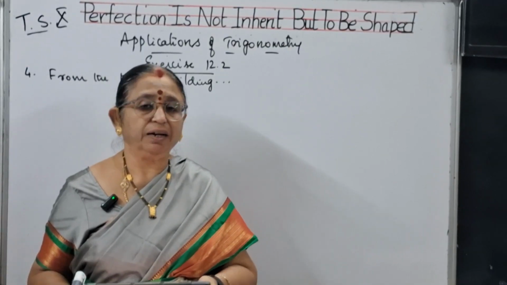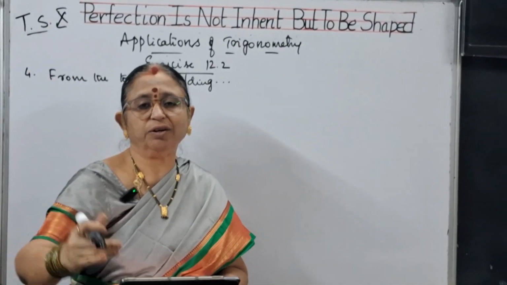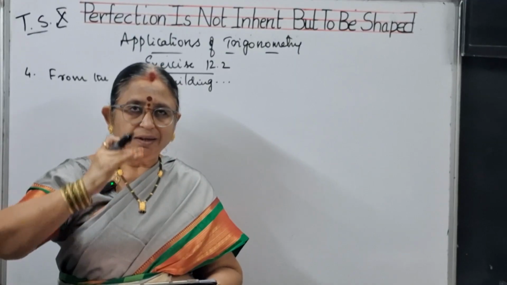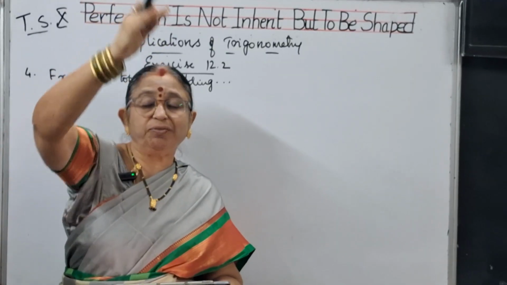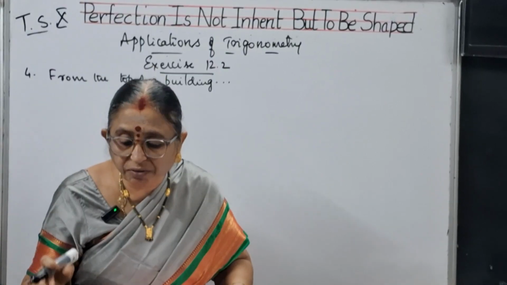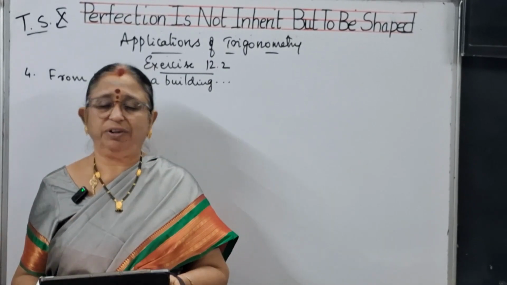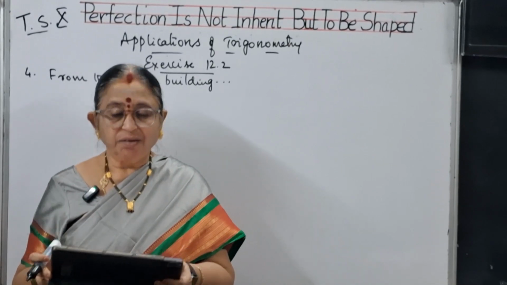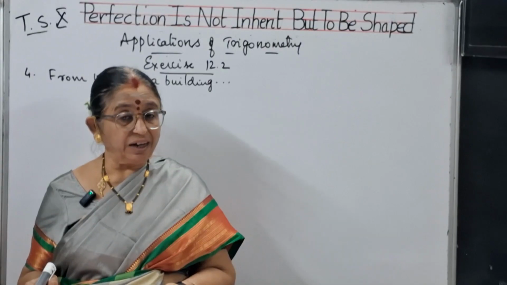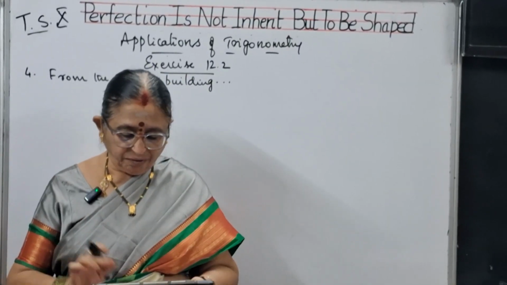A person is standing upon a building and a tall tower is there in front of him. So from the top of that building, he is observing the top of the tower with an angle of elevation that is 60 degrees. And he is observing the bottom of the tower at an angle of depression 45 degrees. Now the question is, find the height of the tower. The distance between the tower and the person is 7 meters.